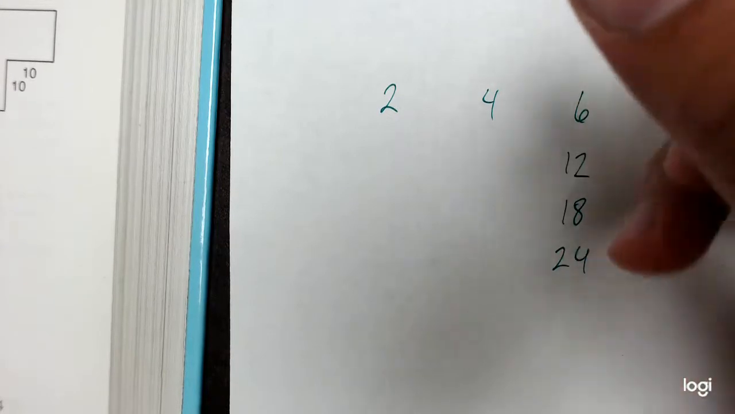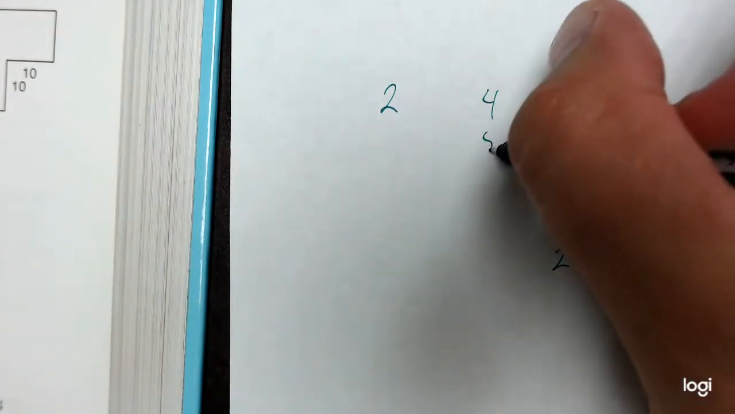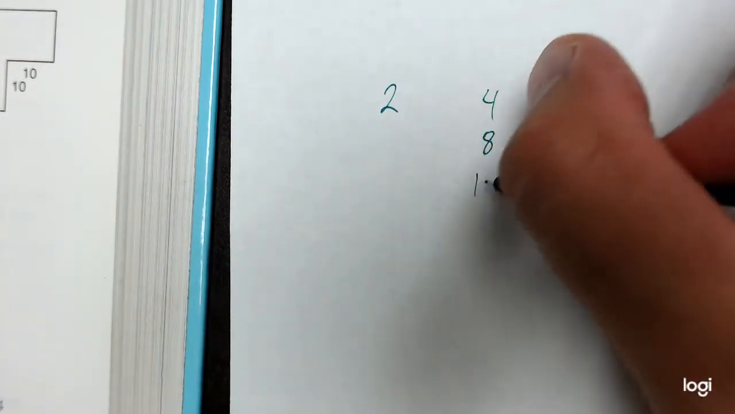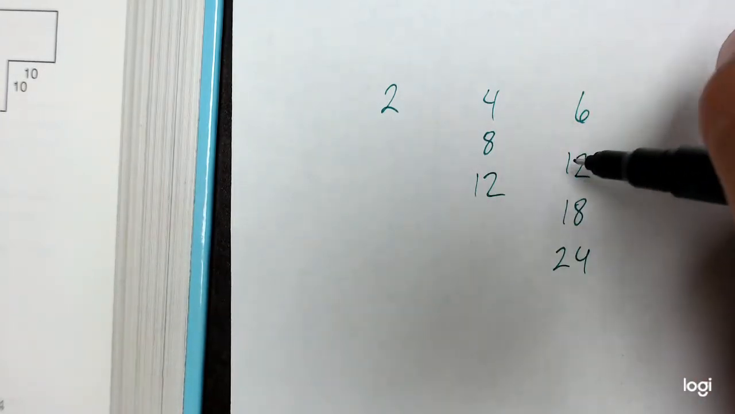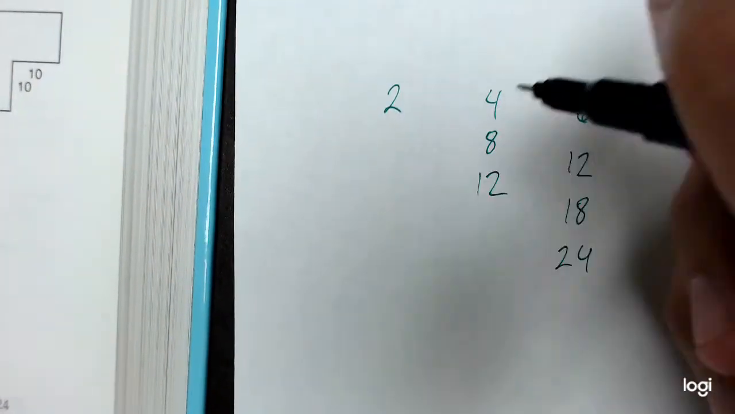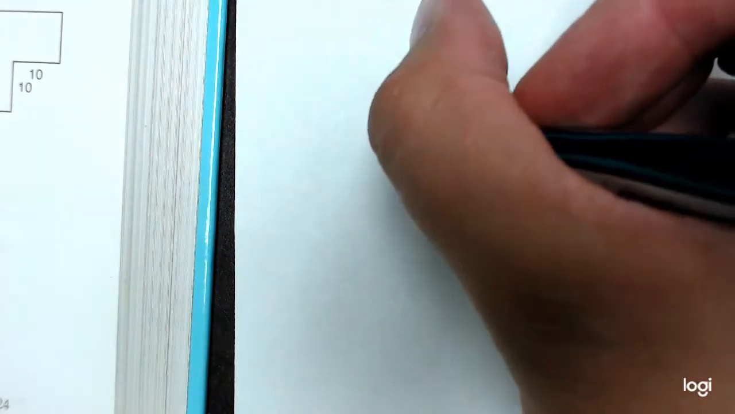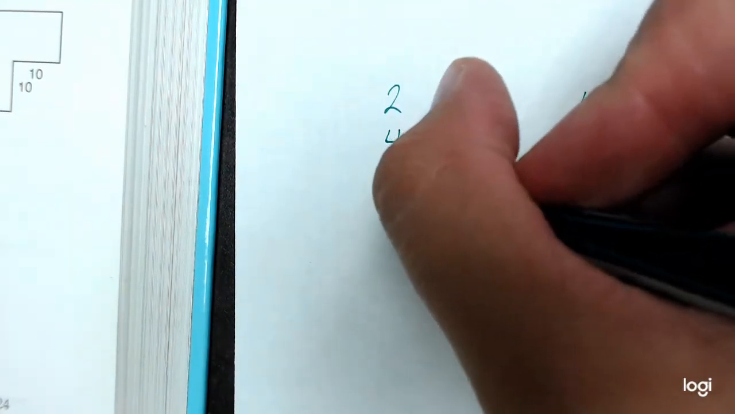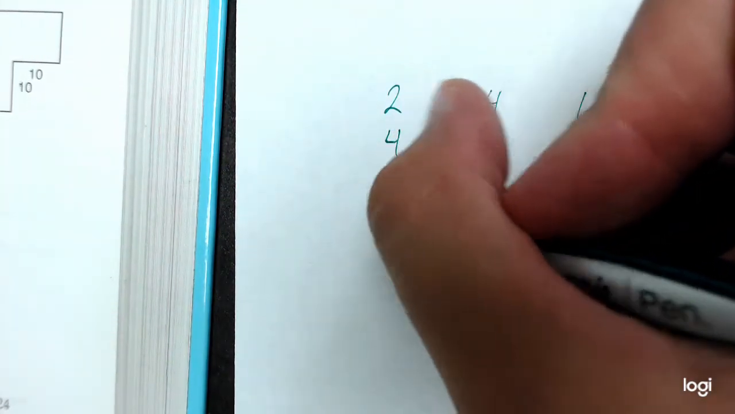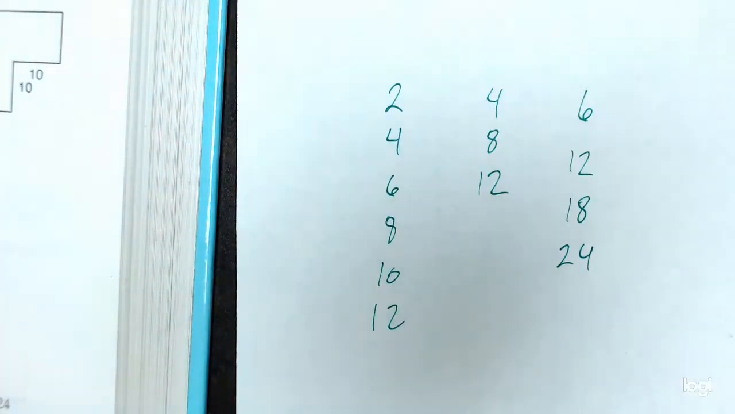So then I'll count by 4s. Let's see here. 4, 8, 12. Ooh, they both have 12. I missed that. Okay, now let's see if 2 also has 12. So let's see, 2, 4, 6, 8, 10. Yep, it also has 12.